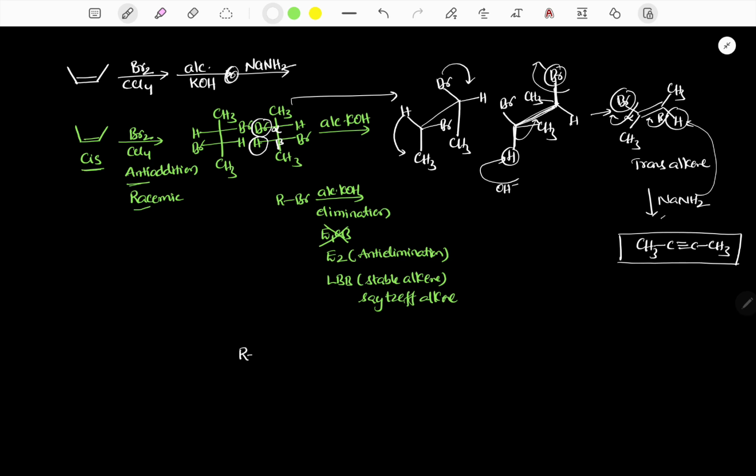This reaction is similar to what we have studied in the class: vicinal dibromo compound. When a vicinal dibromo compound is treated with alcoholic KOH, and in the second step we use a stronger base. We can also use alcoholic KOH, but NH2⁻ is much better. Finally we remove HBr and HBr, and we get the corresponding alkyne.